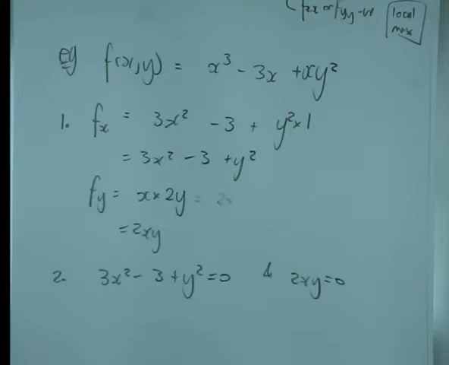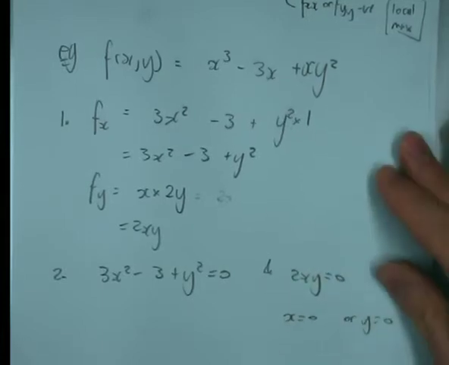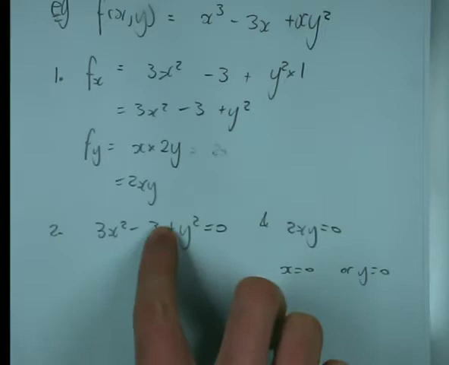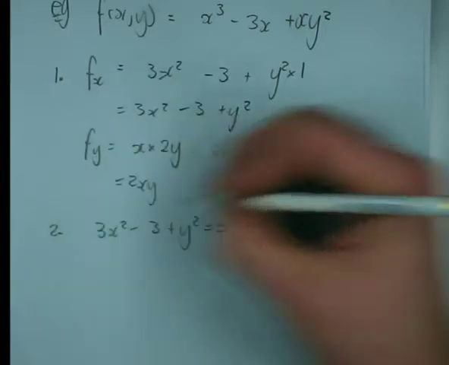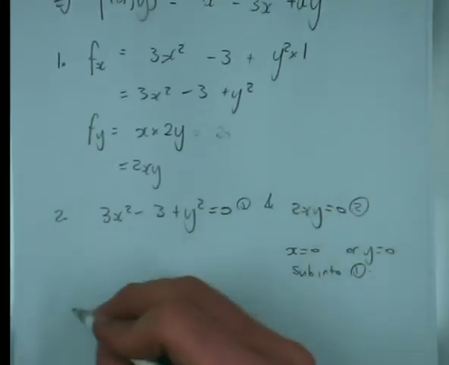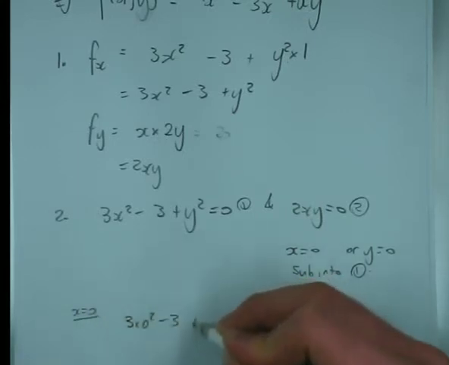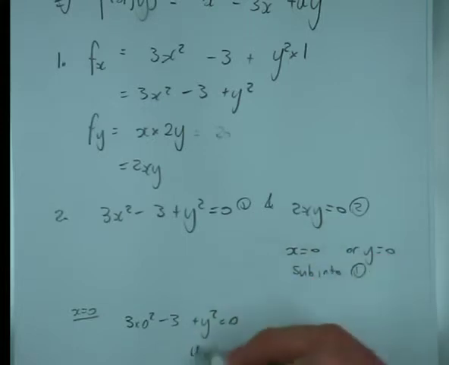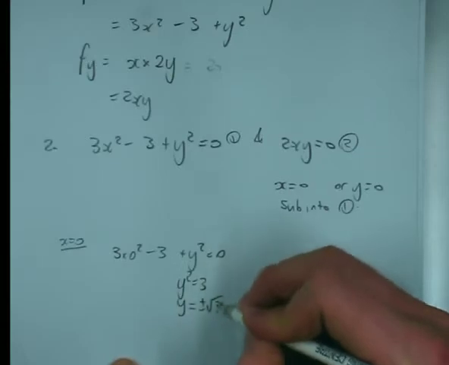And so with this one we know that the only way to get this to be 0 would be for either x to be 0 or y to be 0. So we can go from this one, we can get that x is 0 or y is 0. And then we'll take those two options and sub them back into there. So I'll call this equation 1 and this equation 2. Sub into equation 1. So if x is 0, I've got that 3 times 0 squared minus 3 plus y squared is 0. So y squared is 3. So y is plus or minus root 3.